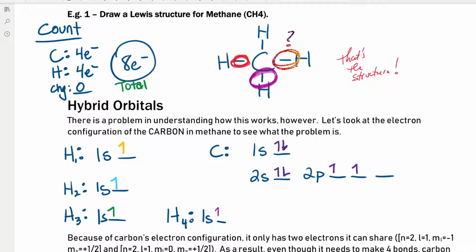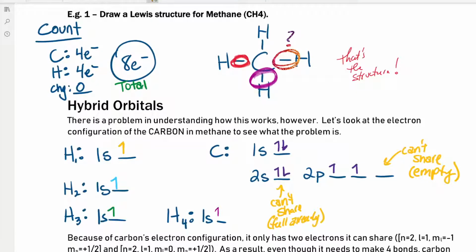So we have a problem. And the problem is, this can't share because it's full already. And this can't share because it's empty. And keep in mind that every time we share electrons, it has to be an equal sharing. Each atom has to donate 1 electron, and that becomes a shared pair. You can't have both of them coming from one.